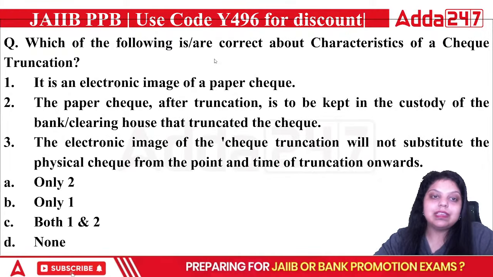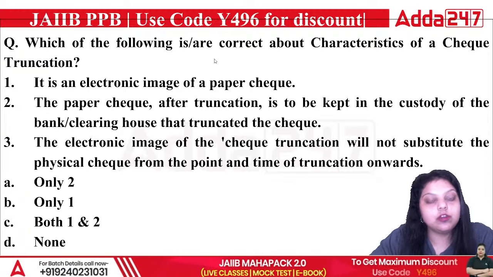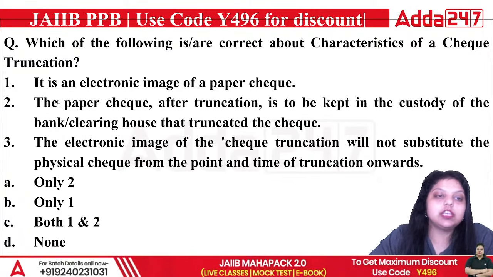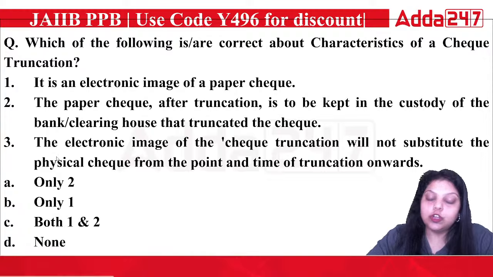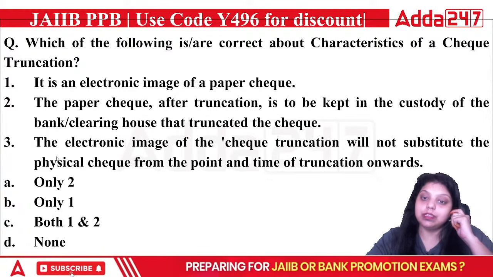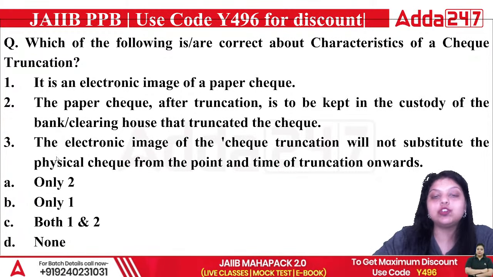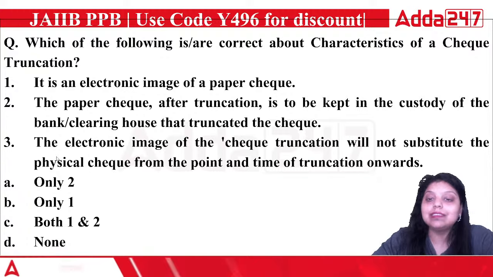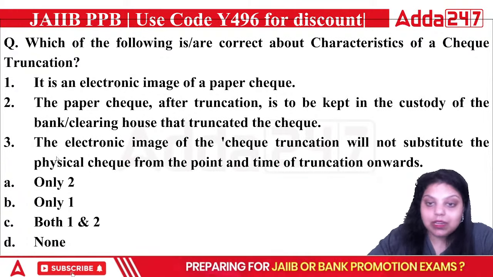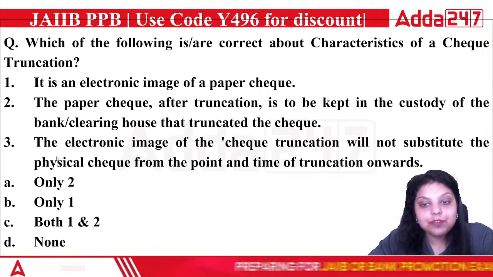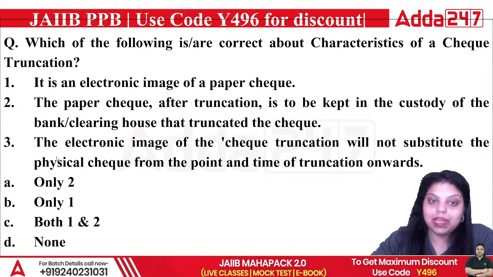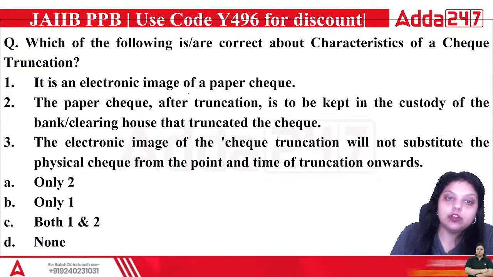Okay, so you can see first is saying it is an electronic image, and that's true. Check truncation system is simply introduced to prevent or to stop the physical movement of the check. The CTS was actually introduced for the faster clearance of the check. And truncation simply means converting the physical check into the electronic form. That's the truncation. So it is an electronic image of a paper check.